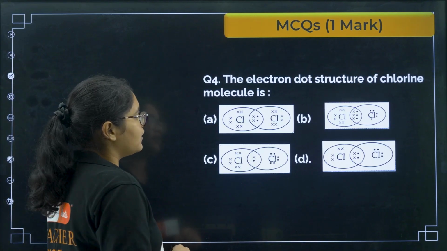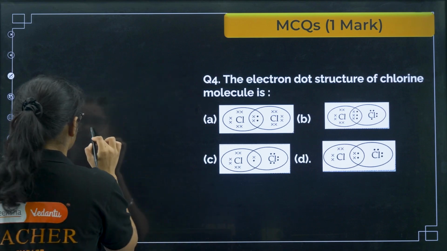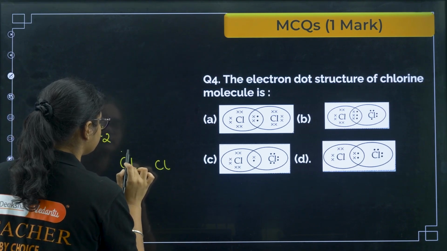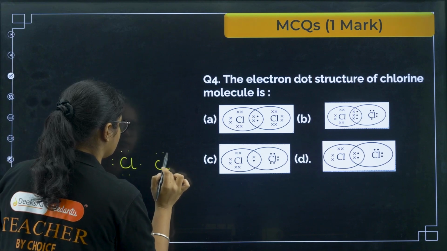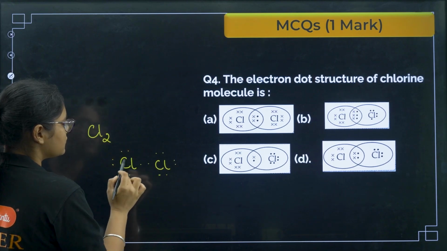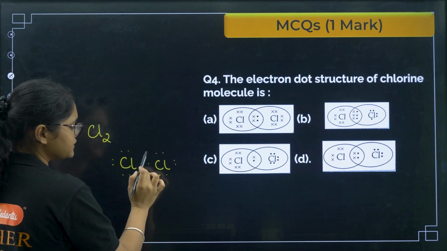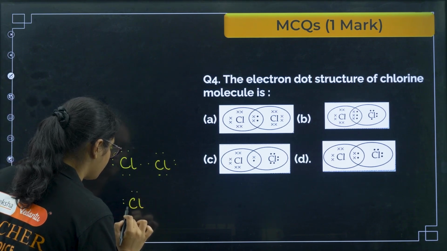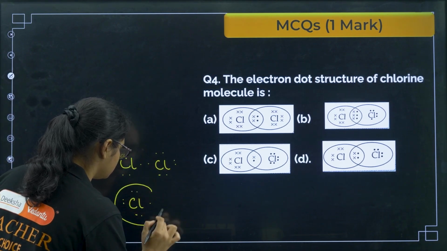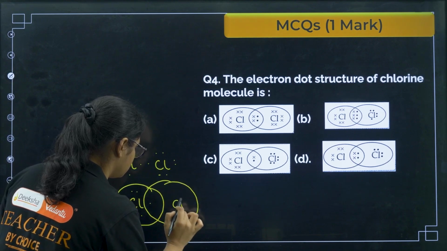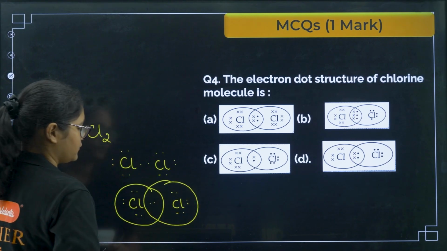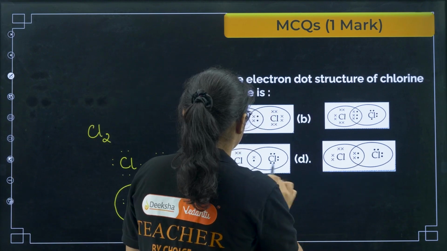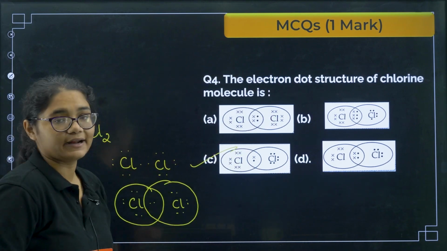Next, the electron dot structure of chlorine molecule Cl2. So if you see 1 2 3 4 5 6 7, 1 2 3 4 5 6 7, right? So if this structure is there we'll get 8 electrons, octet is satisfied. So we will get a structure like this. Option number C is the correct answer.